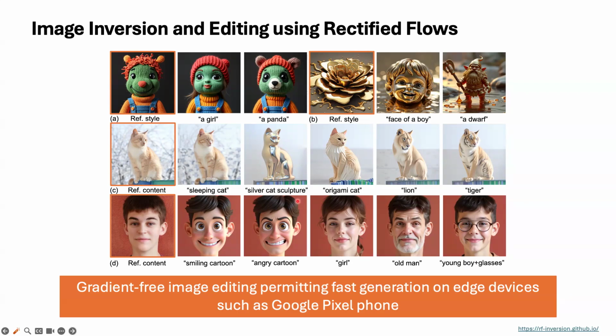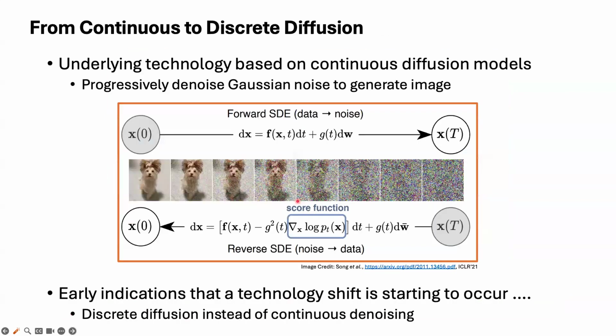But the foundation underlying all these things is the usual continuous diffusion, which is: you start from an image, you progressively add Gaussian noise a little bit at a time, smoothly, till you get pure Gaussian noise, and then you progressively learn to denoise each step. Once you've learned that, if you start with any new noise sample and use this denoiser iteratively, you're hopefully going to get an image. This is the underlying technology.